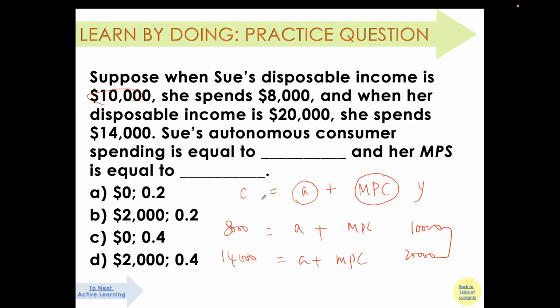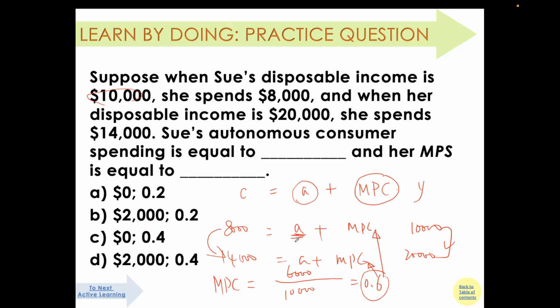But now I would rather use our economic thinking. How would I do it? I'm probably just going to find MPC equal to change in consumption divided by change in income, right? So what is the change in consumption? 8,000 to 14,000, that is 6,000. Income changes from 10,000 to 20,000, that's 10,000. So that gives you an MPC of 0.6. Now you plug this MPC into either equation, and immediately you're going to find A.